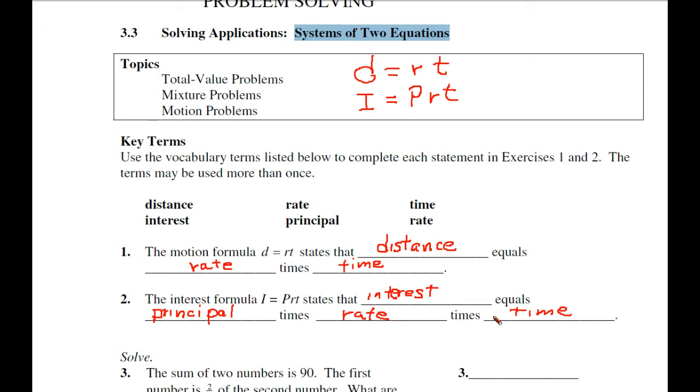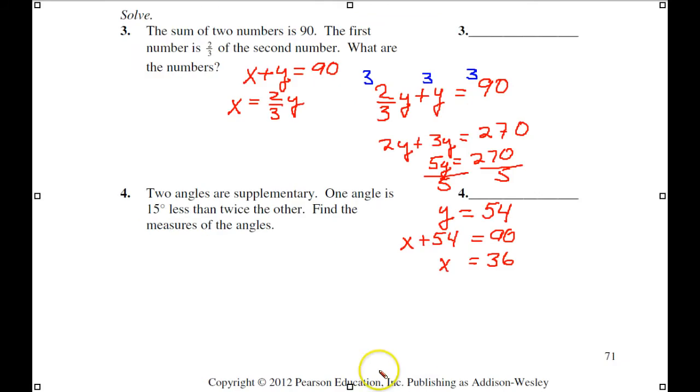Okay, now we're going into converting English into algebra. As we read number 3, the sum of two numbers is 90. So we had some like this, x plus y equals 90. The first number, which is x, is, which is an equal sign, 2/3 of the second number. y is the second number. So there's our two equations, and this lends itself very easily now to substitution.